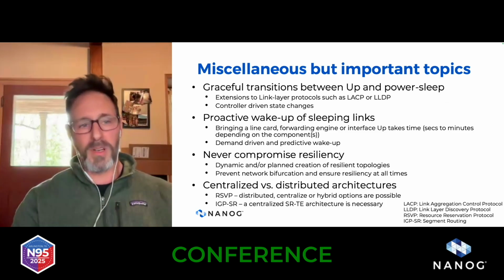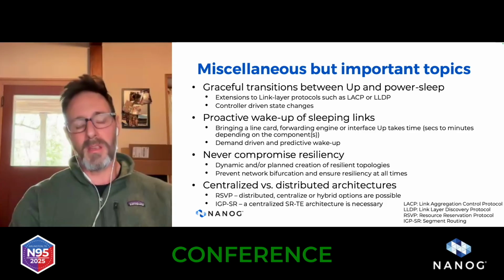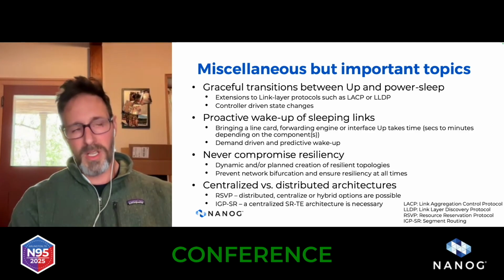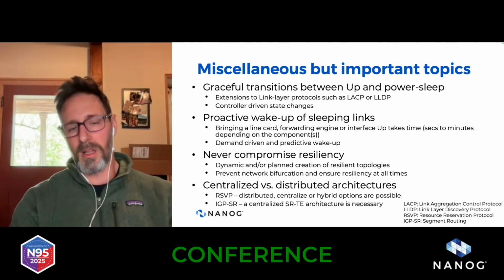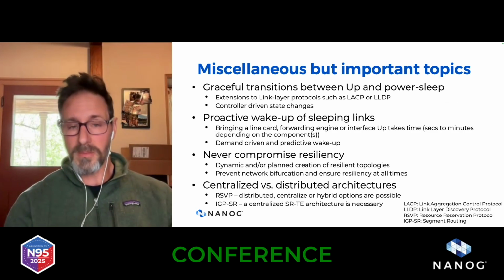Again, maybe at a future NANOG or another presentation, we can talk about how we also dynamically compute a resilient topology and not advertise that resilient topology as power save capable. This would in turn prevent any types of bifurcation, and it could be aligned with, or will be aligned with, various types of resiliency schemes.